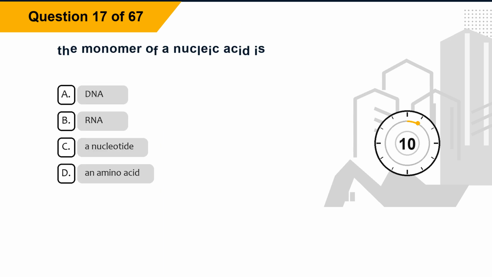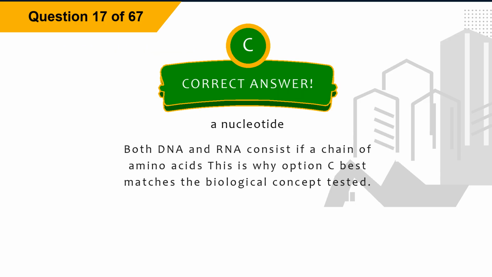Question 17. The monomer of a nucleic acid is option A, DNA. Option B, RNA. Option C, a nucleotide. Option D, an amino acid. The correct answer is option C, a nucleotide. Explanation. Both DNA and RNA consist of a chain of amino acids. This is why option C best matches the biological concept tested.